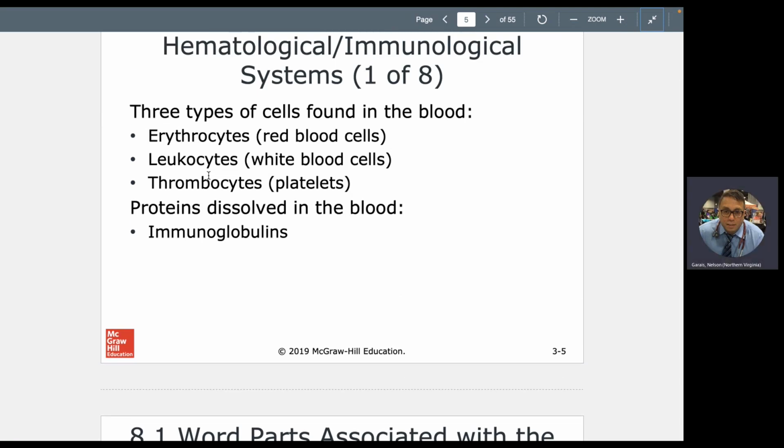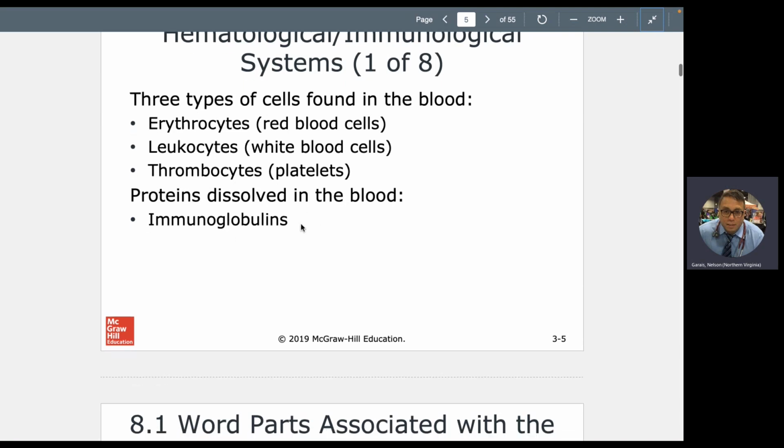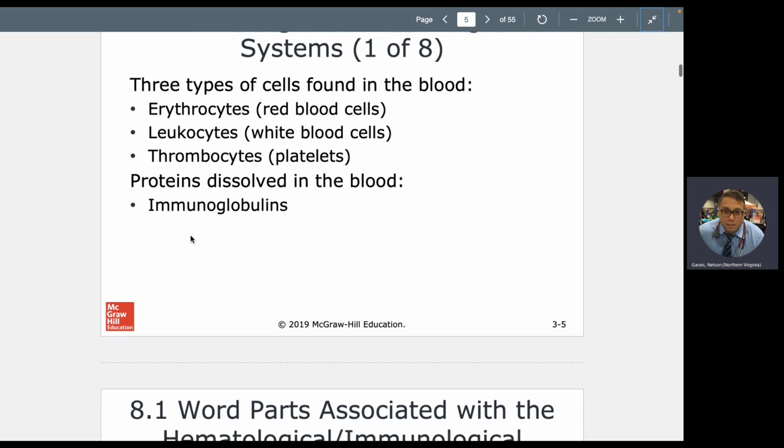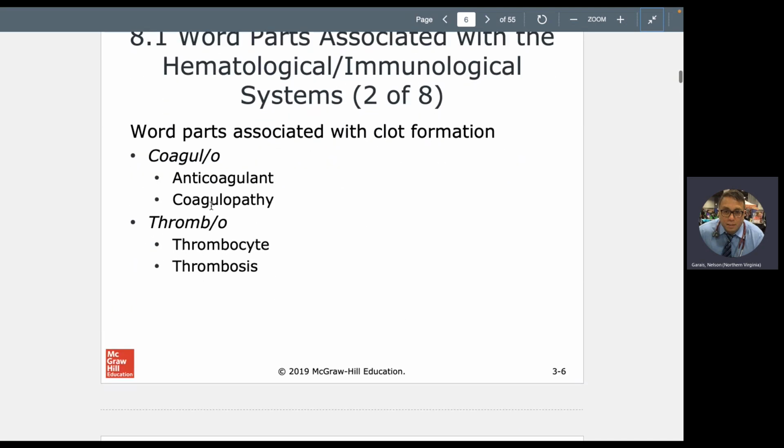Three types of blood cells: erythrocytes, leukocytes, thrombocytes, red blood cells, white blood cells, and platelets. Red blood cells carry things, white blood cells are part of your immune system, and your platelets are clotting cells. We also have proteins dissolved in the plasma or the fluid portion of your blood, which are called immunoglobulins. Globulin means protein, immuno means immune system. The other globulin that we also learned was hemoglobin, which is the blood protein in red blood cells that helps the erythrocytes or the red blood cells carry things.